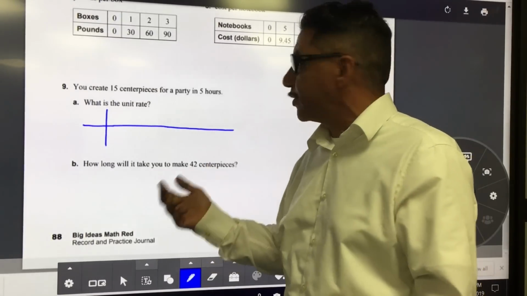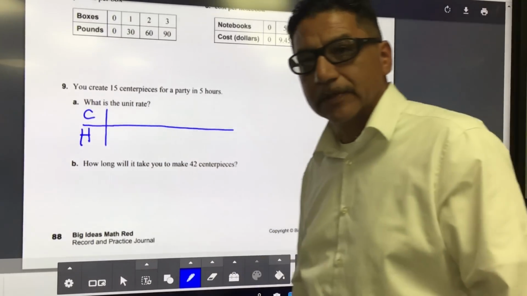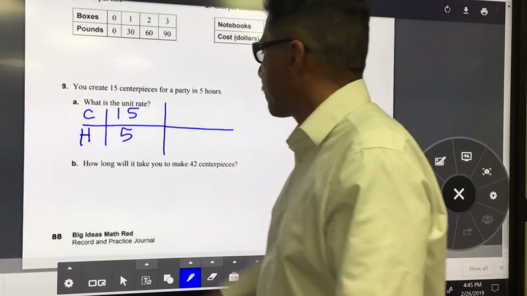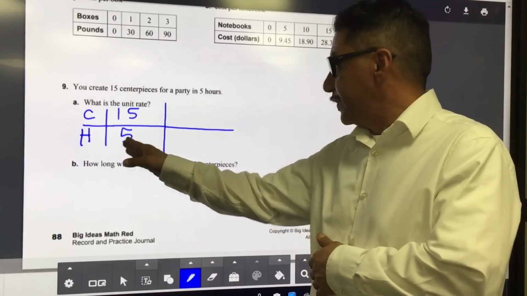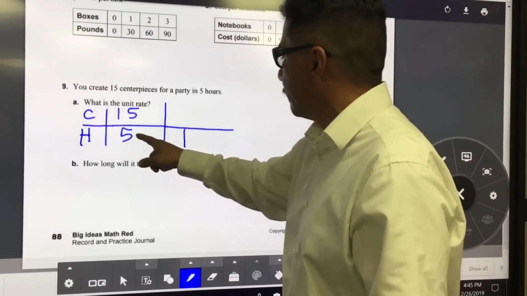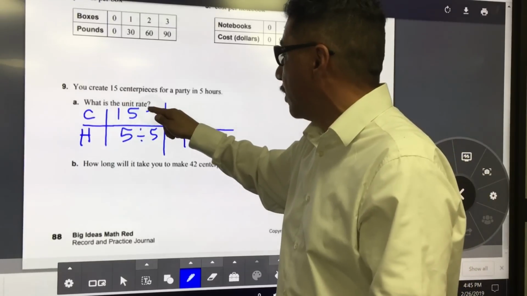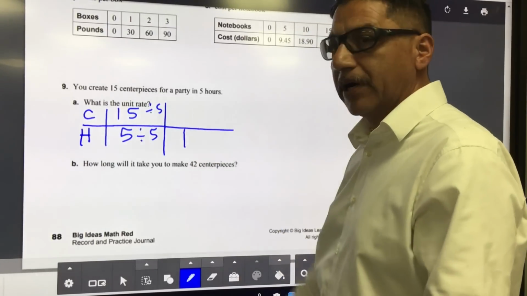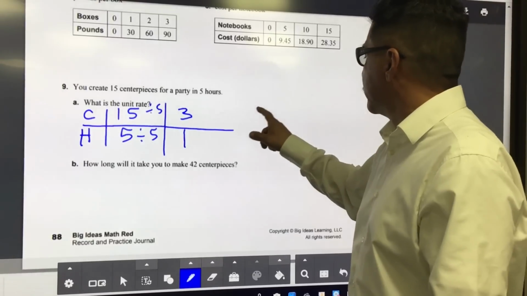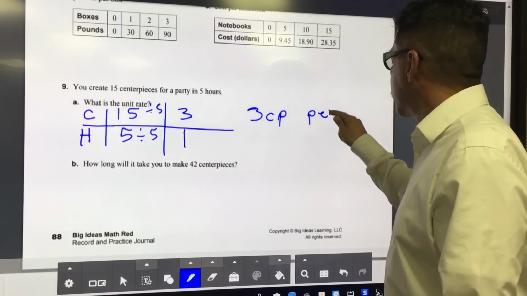So we have 15 centerpieces in 5 hours. So we can say centerpieces in hours. And we know that 15 pieces in 5 hours. The unit rate, we get it by changing the hours to 1. We want to know how many centerpieces in 1 hour. And again, we divide by 5 because that's what we had to do to 5 to turn it into 1. Whatever we do to the bottom, we have to do to the top. 15 divided by 5 gives us 3. So your unit rate is 3 centerpieces, CP, per 1 hour.